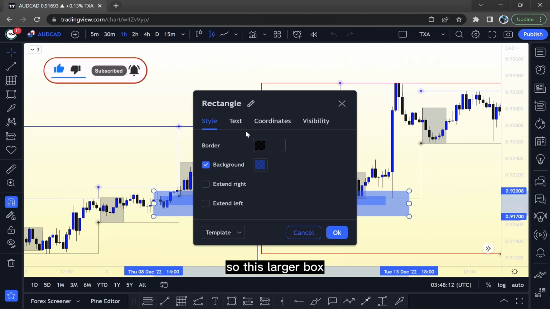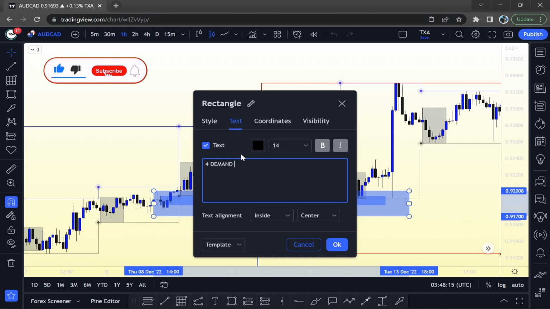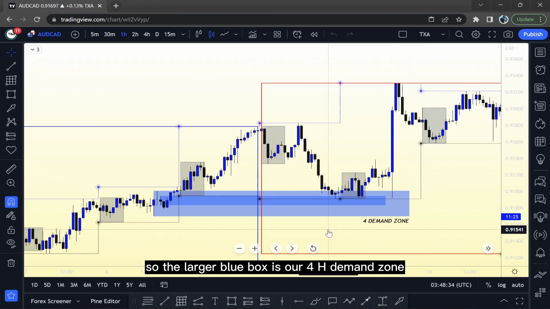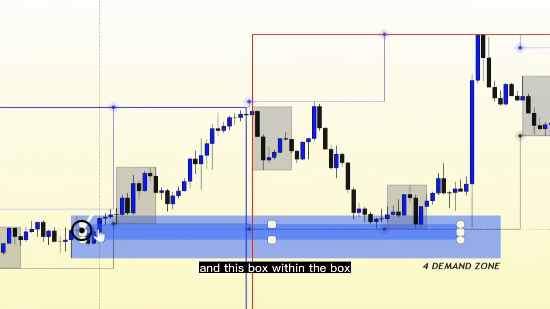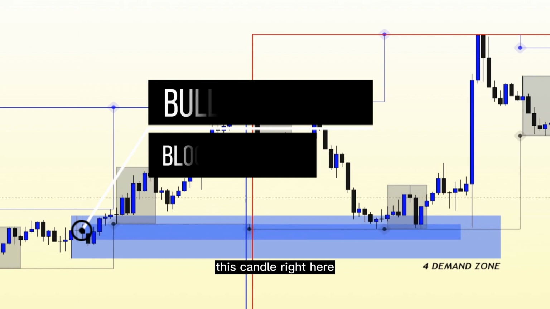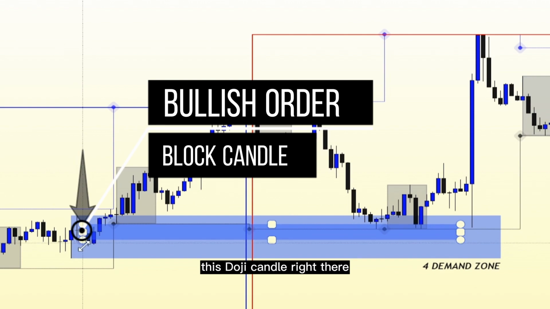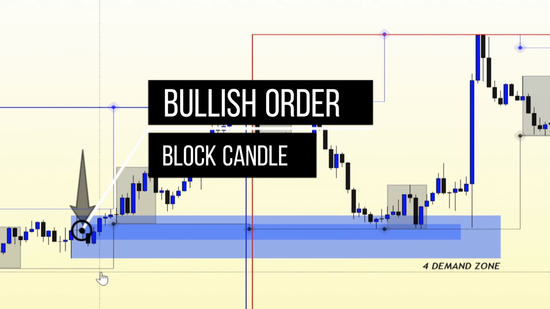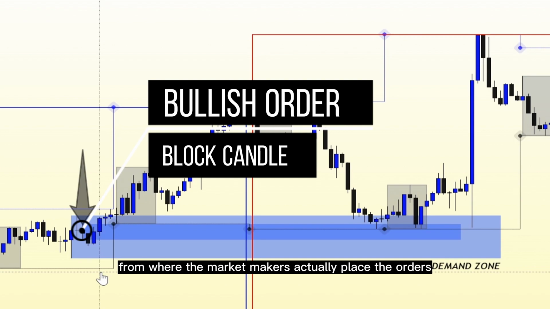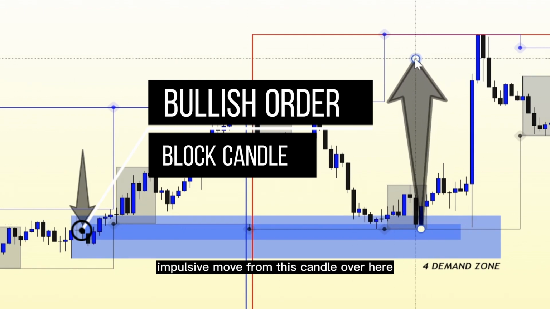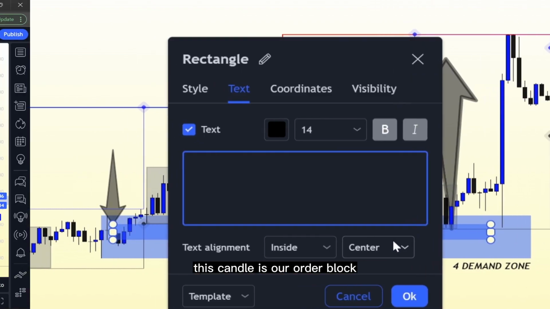So this larger box is our 4H demand zone. So the larger blue box is our 4H demand zone, and this box within the box, this candle right here, which I'm going to identify for you right now, this doji candle right there is actually the order block from where the market makers actually place the orders and push the price to the upside. You can clearly see that there was a strong impulsive move from this candle over here. This candle is our order block.